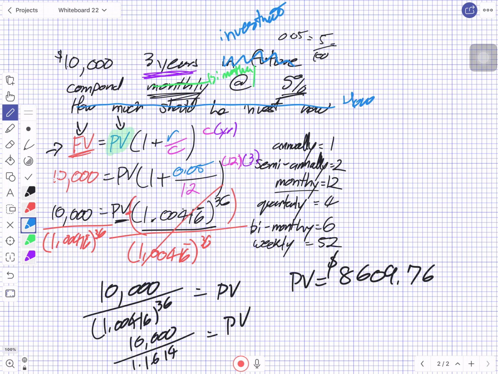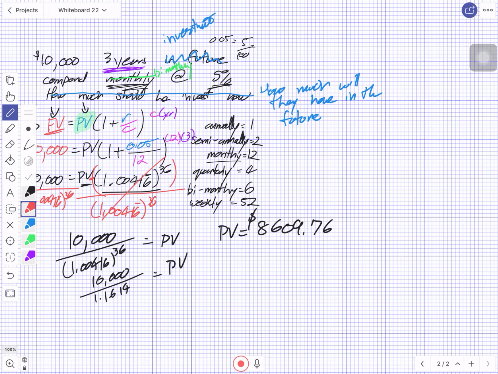How much will they have in the future? Okay, how much will they have in the future? So that last sentence completely changes everything. They're asking how much will they have in the future? Same formula. We're going to write it out again.